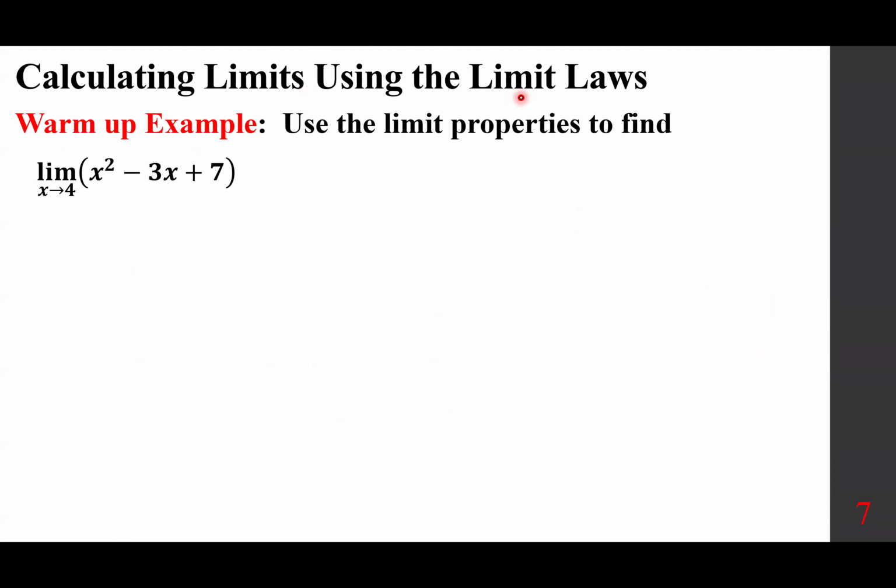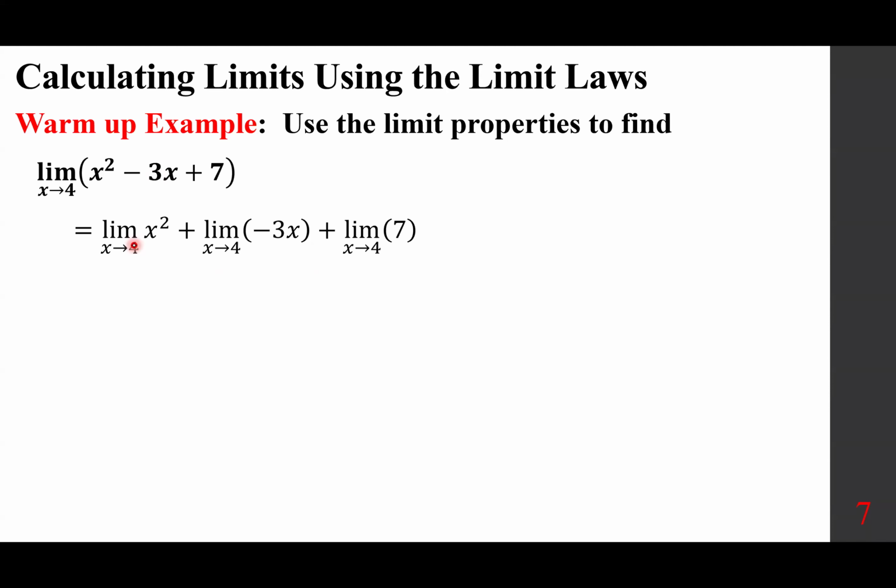Calculating limits using the limit laws. Here's a warm-up example. Use the limit properties to find the limit of x squared minus 3x plus 7 as x approaches 4. Let's do that. Ultimately, we're going to plug in, but for now, using the limit laws, we're going to separate this into 3 pieces. The limit of x squared as x approaches 4, plus the limit of negative 3x as x approaches 4, plus the limit of 7 as x approaches 4.